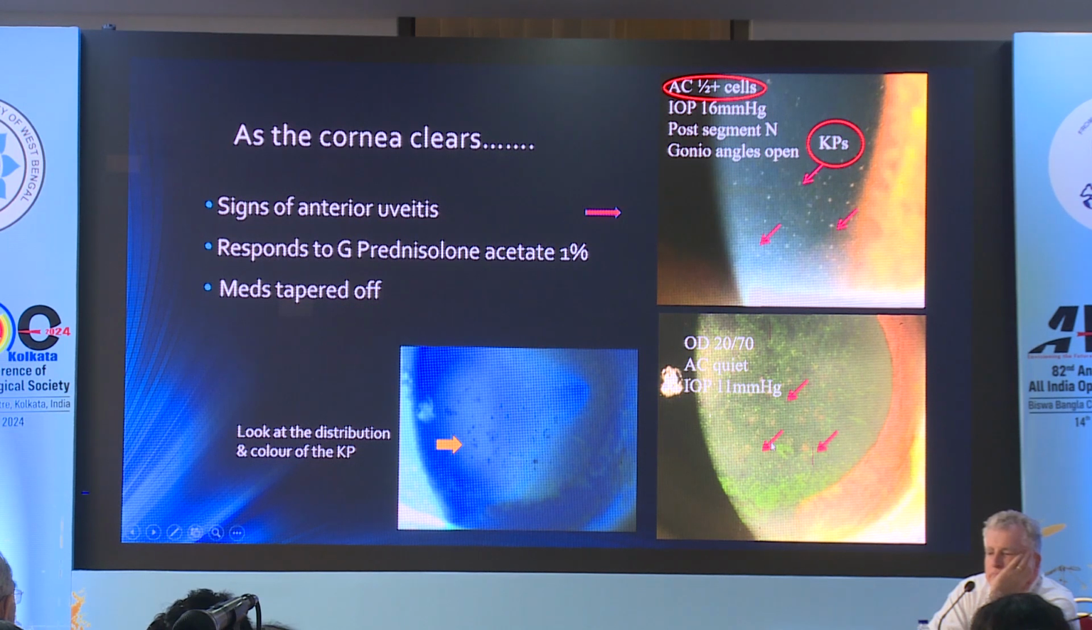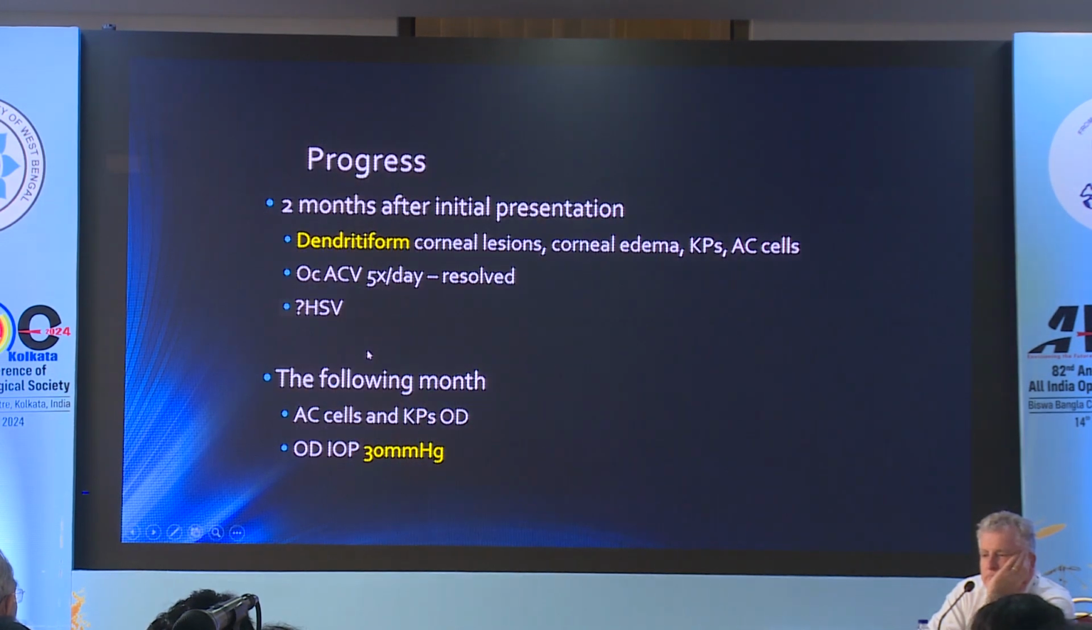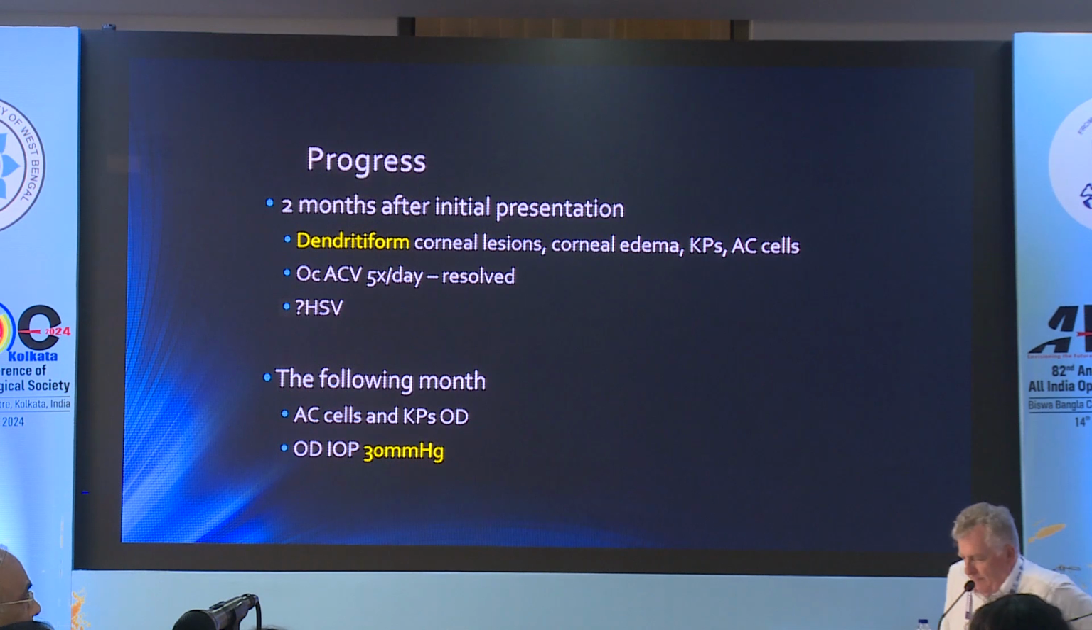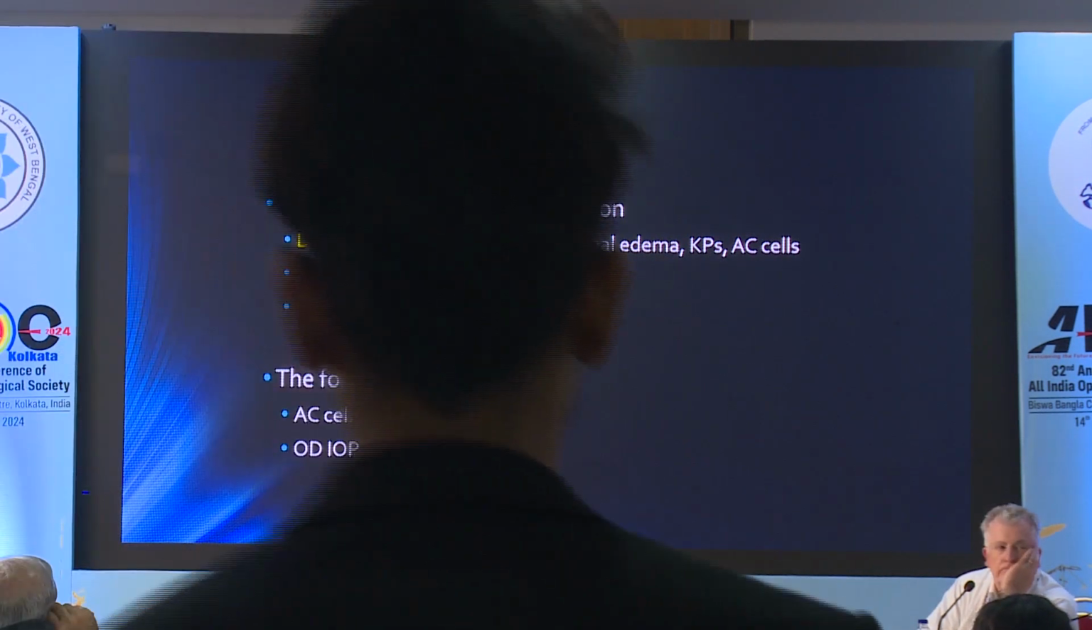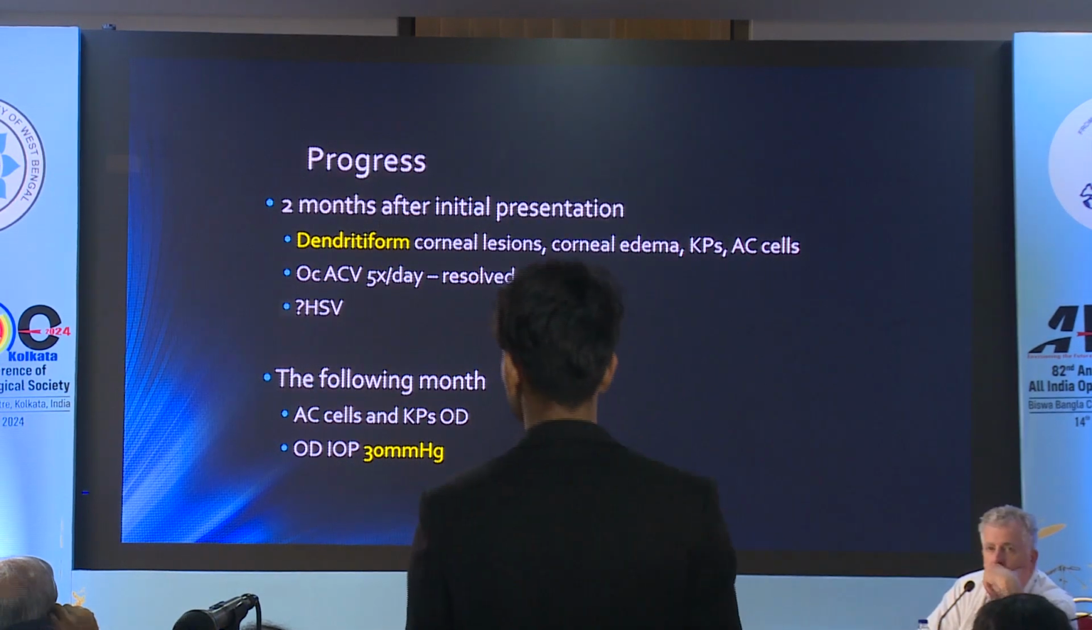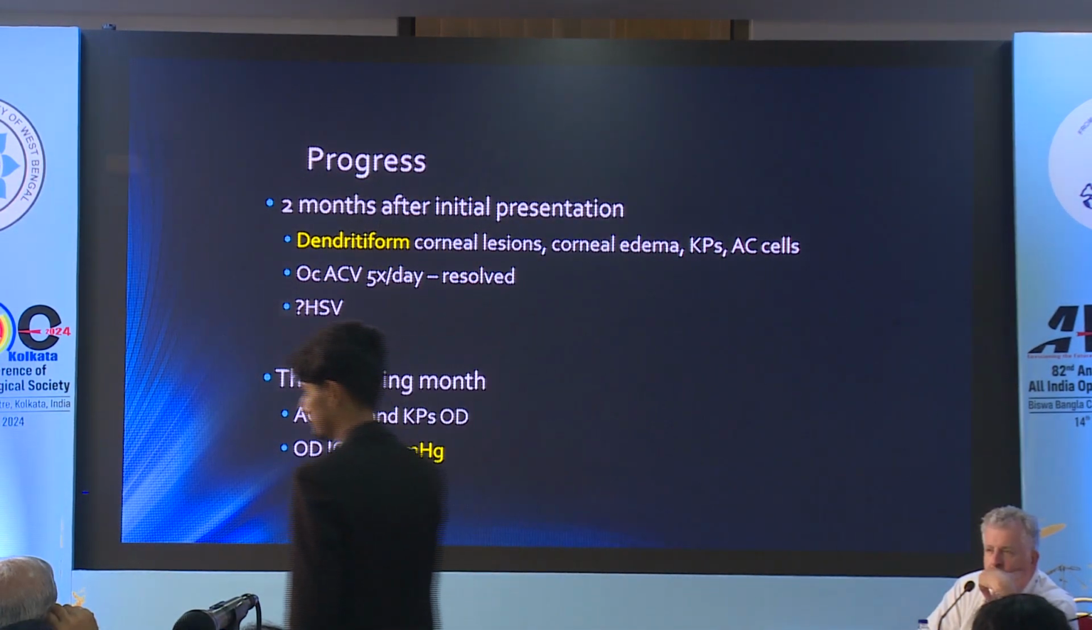So after a while, he seems to quieten down. His pressure is good. But you can see that these KPs are pigmented. That's a bit unusual, right? Even if you hit the iris, you shouldn't get all these clumpy, pigmented KPs. You may get some pigment liberation, especially if you have done iridoplasty. So 2 months after the initial presentation, he presented with dendritiform corneal lesions, some corneal edema, keratic precipitates, and anterior chamber cells.